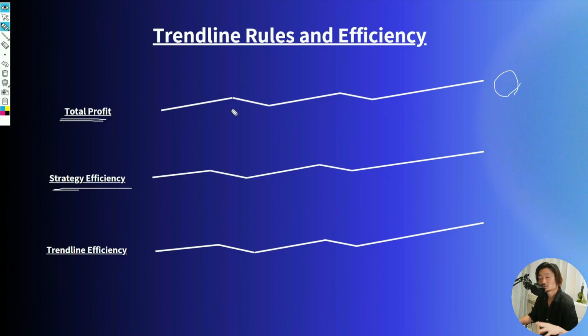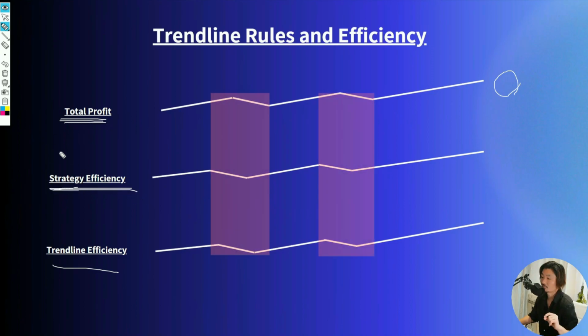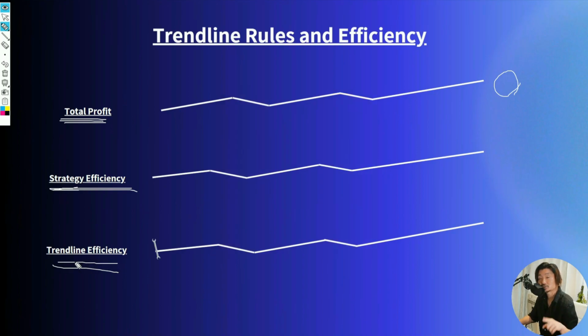Now, if you're going to use trend lines in your strategy, the trend line efficiency curve should also mimic the strategy efficiency curve and the total profit curve. Or in other words, your trend line efficiency should consistently become more efficient over the long term.